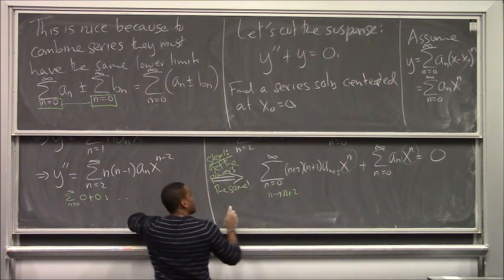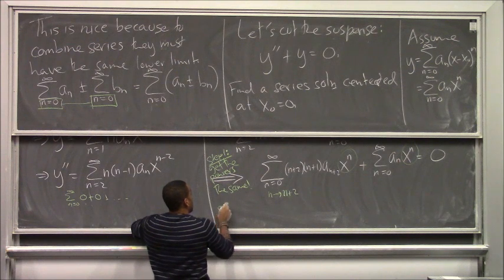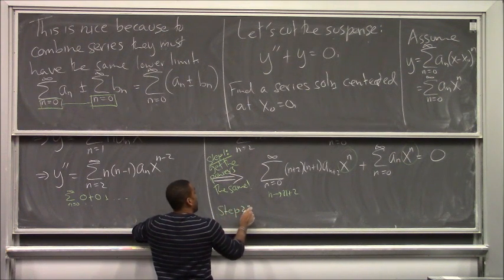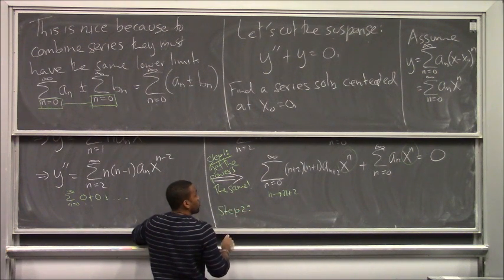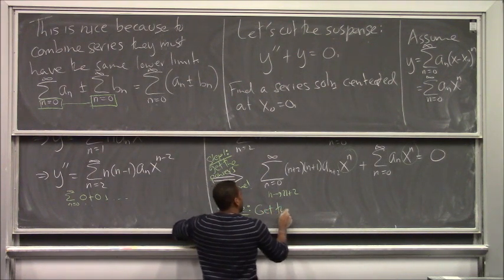Oh. But to do that, you have to make the powers the same first. Huh? To combine them, do you have to see if the indices are the same or the powers are the same? Which one do you do first?